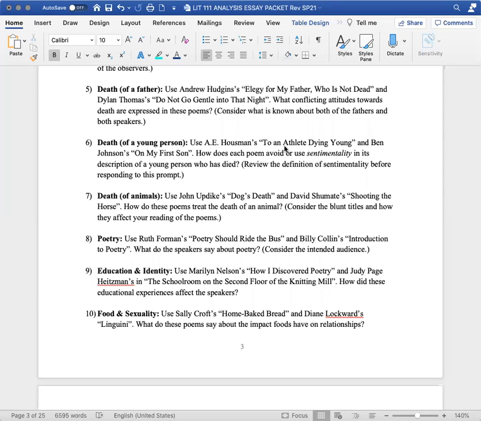So we talked about Billy Collins. The speaker sounds like a professor who's teaching an introduction to poetry class, and the "they" he's referring to are his students. In Ruth Foreman's poem, think about who is her audience. Who is she telling that poetry should ride the bus, and what does that mean, right? Billy Collins gives advice to students about what to do with poetry, and Foreman is also giving advice to a certain audience about what poetry should do.